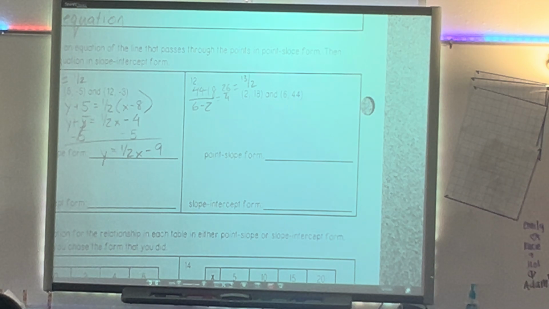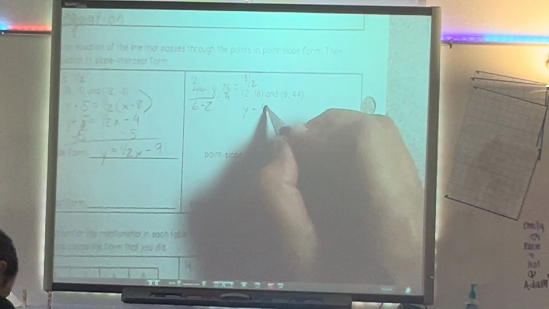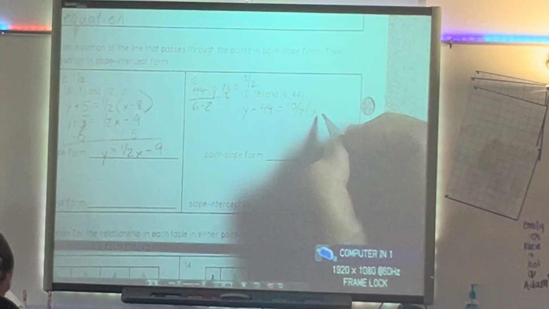All right, then we're going to do our point slope form. Set that up for me, Sophia. y minus 44 equals 13 over 2, parentheses x minus 6. X minus what? Oh, 6, okay, sorry.